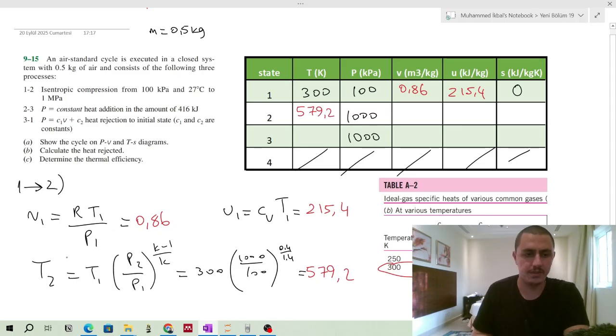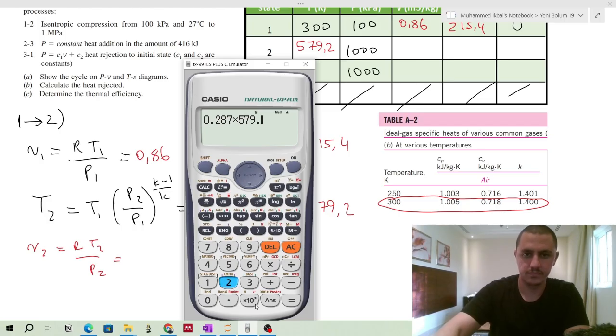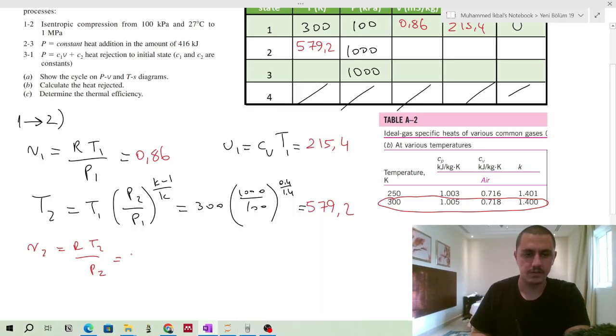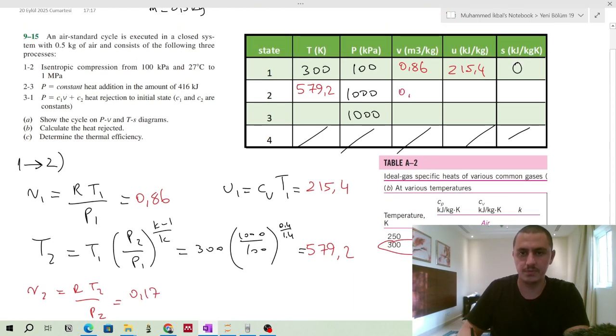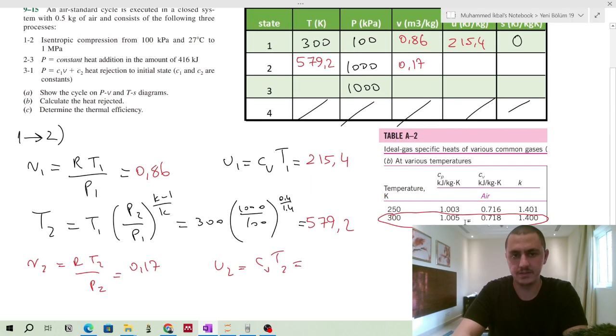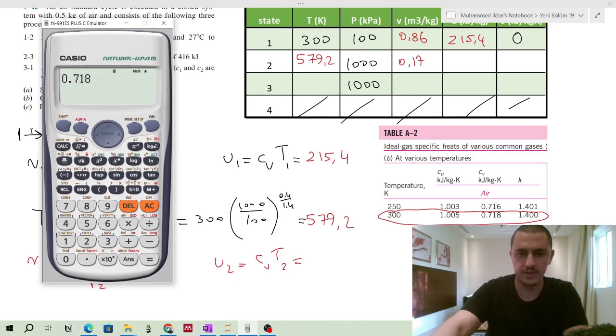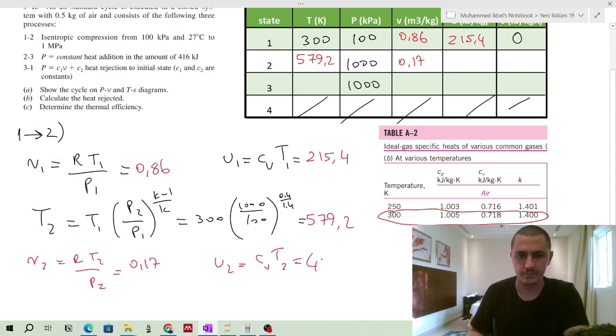And specific volume can be easily found from the ideal gas law, 0.17. u is calculated from Cv T2. Actually, we may need some of them, so let's calculate all u values. T2 is this one. Okay, we have from 1 to 2.